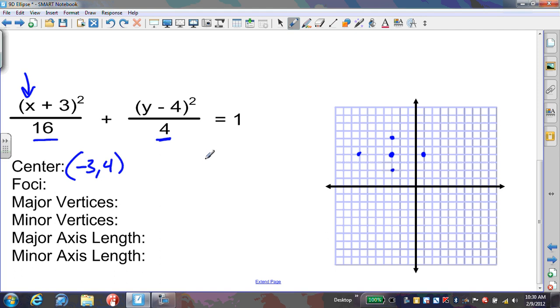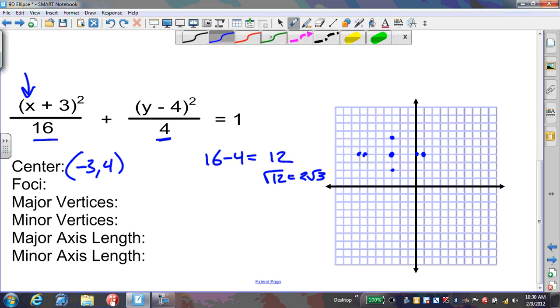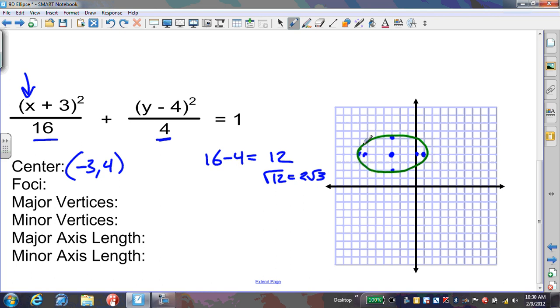And again, I'm going to do big minus small. 16 minus 4 is equal to 12. And again, I'm going to take the square root of 12, which is the same thing as 2 radical 3. And again, it's a number between 3 and 4. So I'm going to put a dot here for the focus just beyond 3 and right before 4. And in a different color, I'm going to sketch in my ellipse. So notice I was able to sketch everything in. Now I'm going to go back and fill in the information.